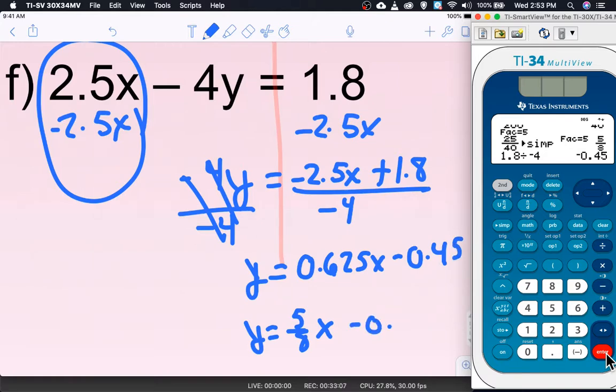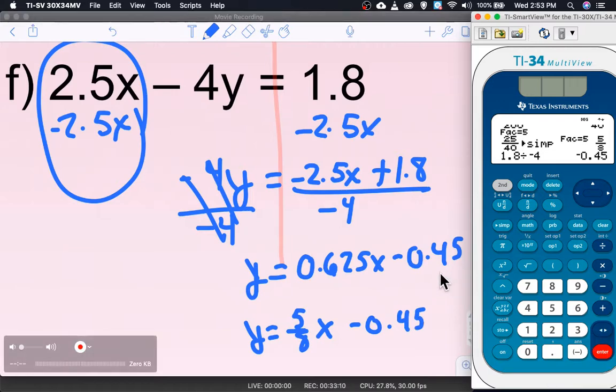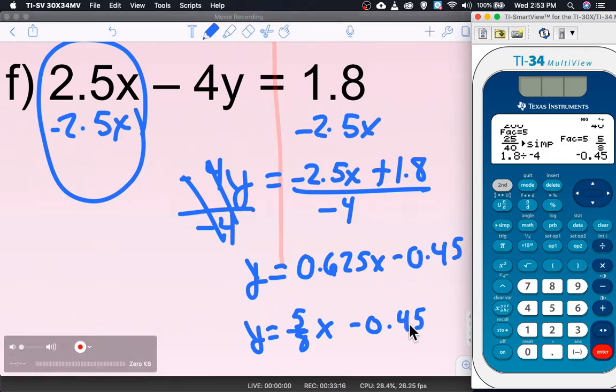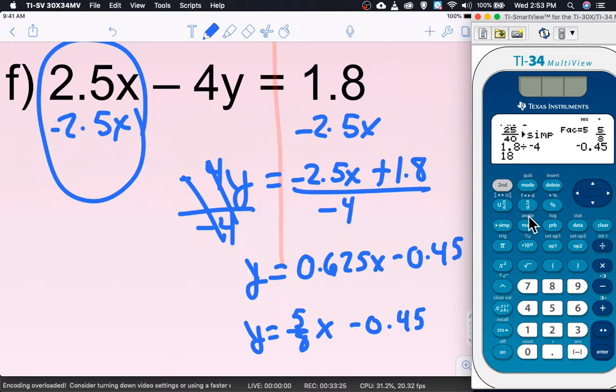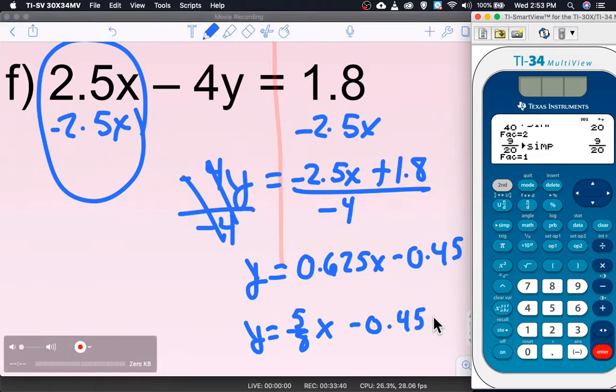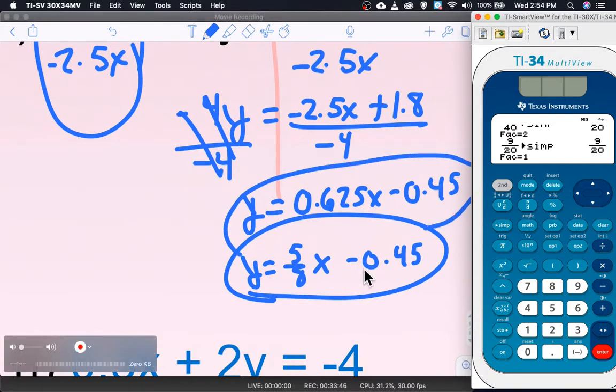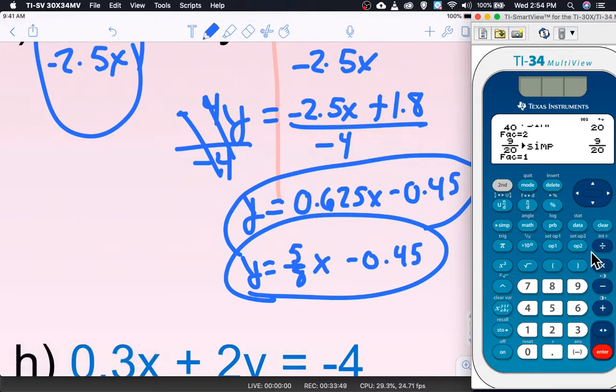We kind of like our y-intercepts to be decimals, because for most of us, it's much easier to graph 0.45 on a number line than to graph whatever that would be as a fraction. 18 fraction 40 and simplify, 9/20. I don't know about you, but I don't really know where 9/20 is so well on a number line. It's about halfway, but most people will understand 0.45 a little bit better. So either of these are fine answers, just different. One is a fraction, one is a decimal.